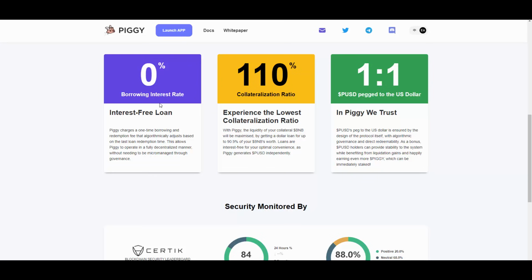They have a 0% borrowing interest rate, an interest-free loan. Piggy charges a one-time borrowing and redemption fee that algorithmically adjusts based on the loan redemption time. This allows Piggy to operate in a fully decentralized manner without needing to be micromanaged through governance. Then you have the 110% collateralization ratio, experience the lowest collateralization ratio. With Piggy, the liquidity of your collateral BNB will be maximized by getting a dollar loan for up to 90.9% of your BNB's worth. Loans are interest-free for your optimal convenience, as Piggy generates PUSD independently.